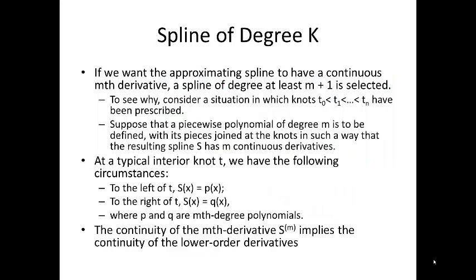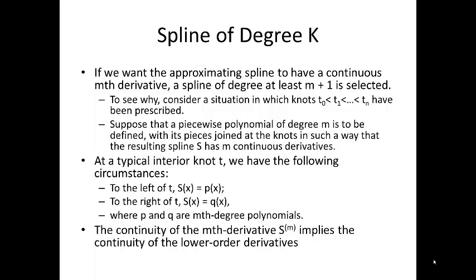Now, if we want the approximating spline to have a continuous mth derivative, a spline of degree at least m+1 is selected. To see why, consider a situation in which the knots t_0 through t_n have been prescribed. Suppose that a piecewise polynomial of degree m is to be defined, with its pieces joined at the knots in such a way that the resulting spline has m continuous derivatives. At a typical interior knot t, we have the following circumstances. To the left of t, s(x) is equal to p(x). To the right of t, s(x) is equal to q(x), where p and q are mth degree polynomials. The continuity of the mth derivative implies the continuity of the lower order derivatives.